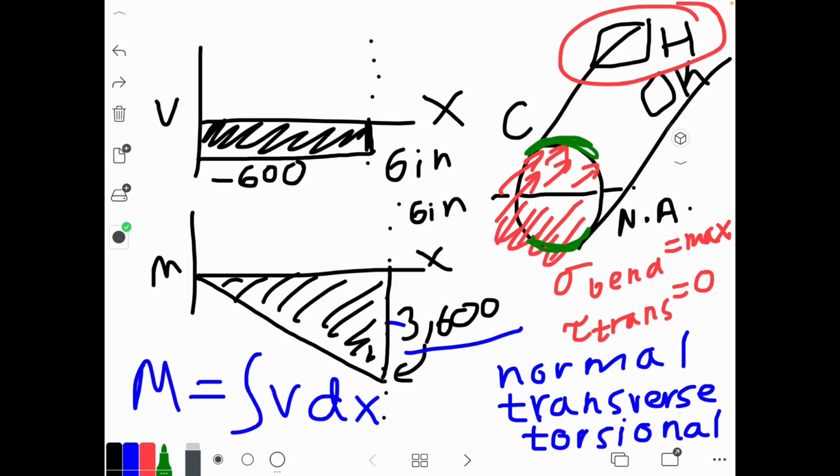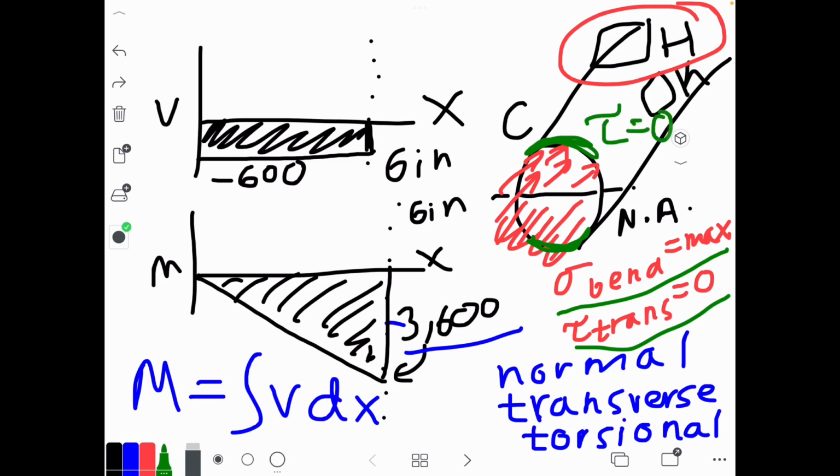At the top of the bending diagram, the bending stress is the maximum value that it can have. So our sigma bending is going to be our sigma max. However, for our transverse shear, we're not going to have any value because we are not at the neutral axis. That's why our transverse shear stress is 0.